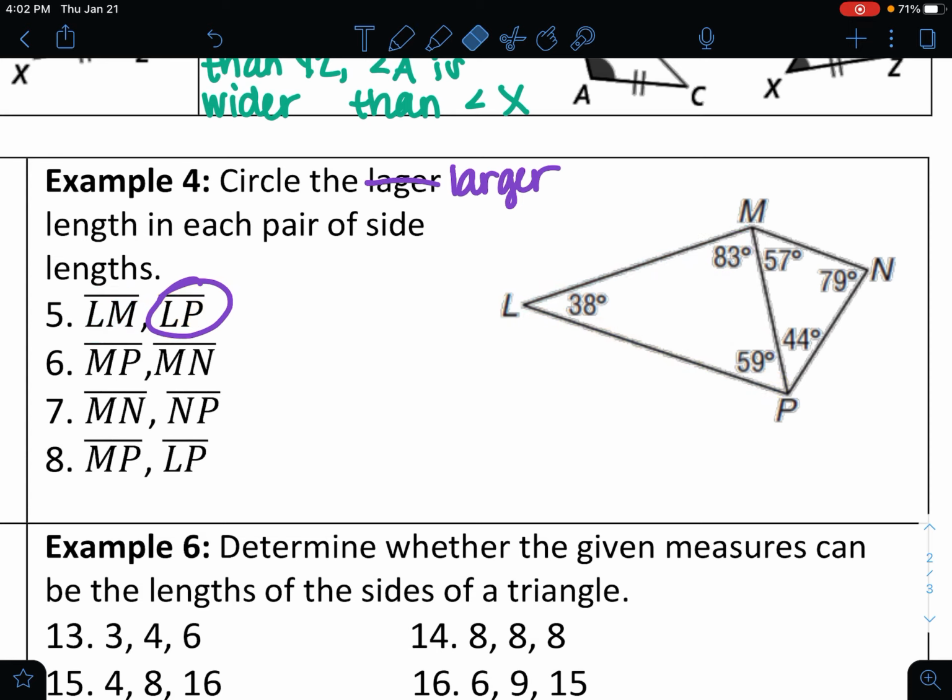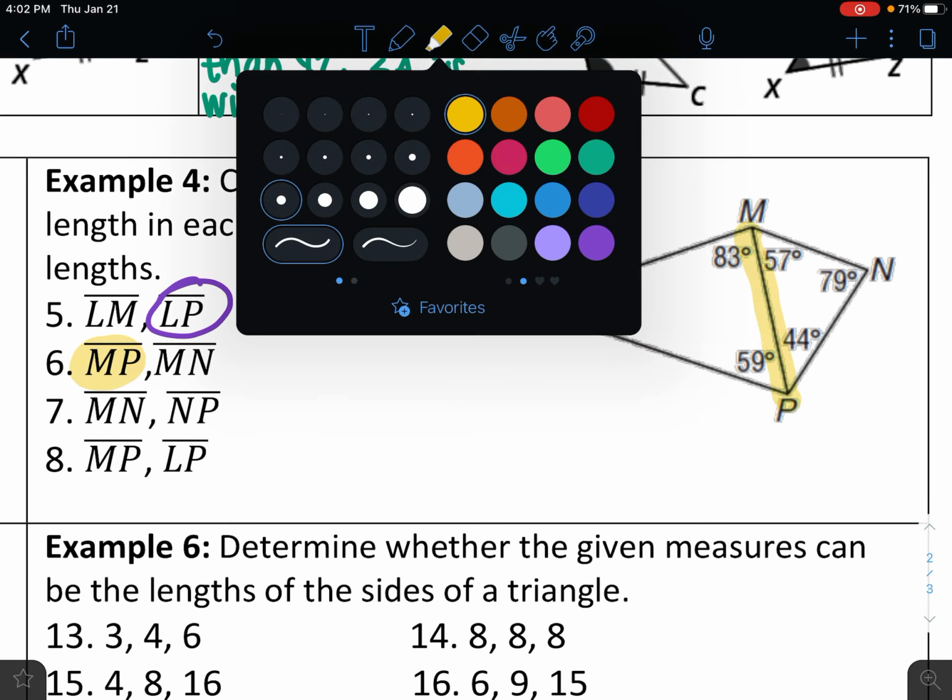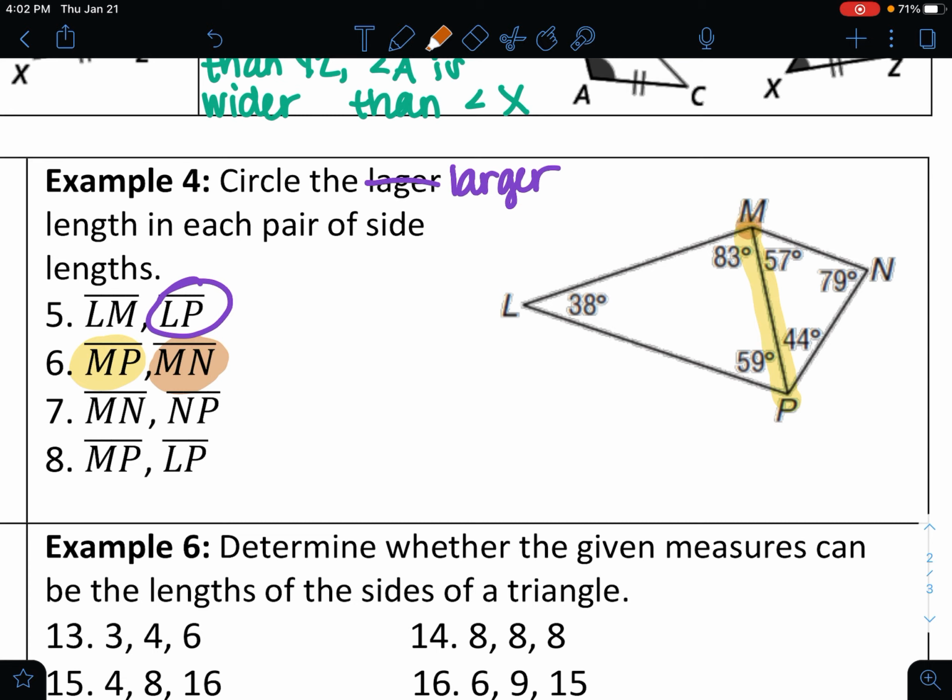All right, let's keep it pushing. We have MP, which is right there, and MN, which is right there. Let's figure out which angles are across. That one's 44. And MP, the yellow one, is across from 79. Which one's greater, boys and girls? It's this one. Does that help?